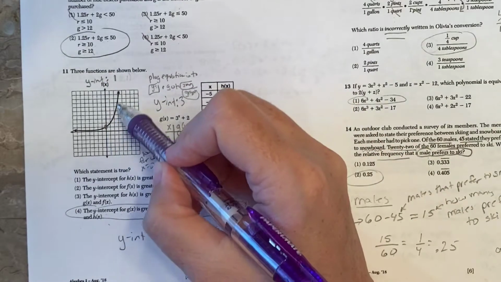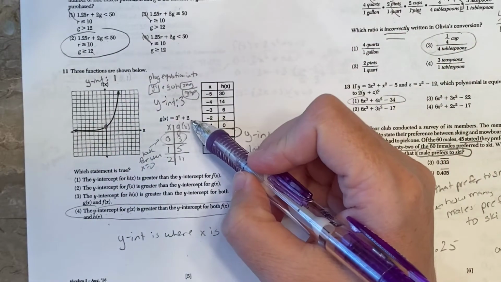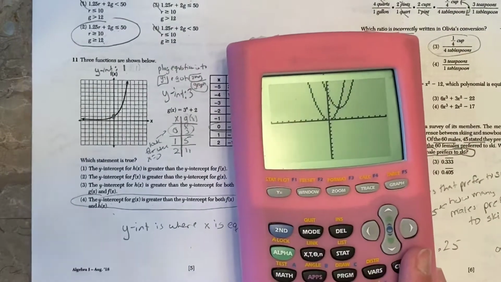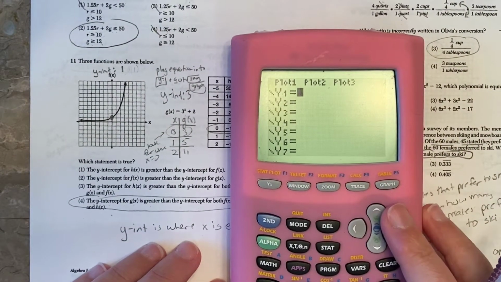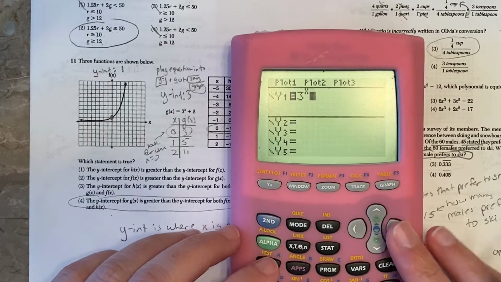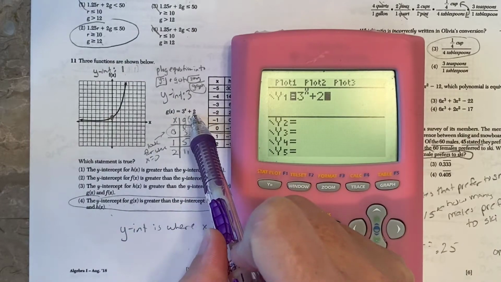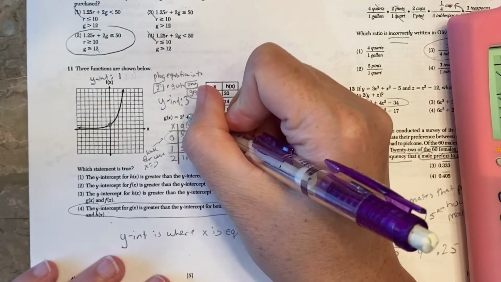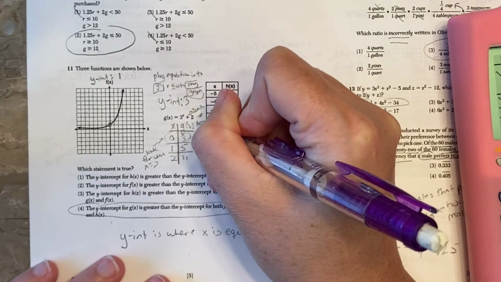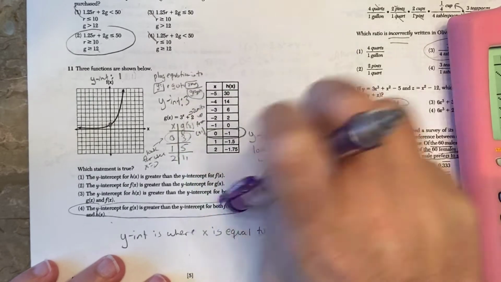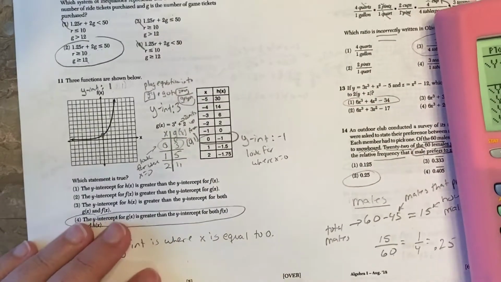Okay, so let's look at the y-intercept. This is your exponential, so your y-intercept is 1. Here you basically just go to the table, and after you put the equation into y equals, you're going to put 3 to the x and then plus 2. And this right here, the plus 2, should tell you that it's 2 units up. Okay, so 2 units up from 0, 1. So 2 units up from 0, 1 should be 0, 3.